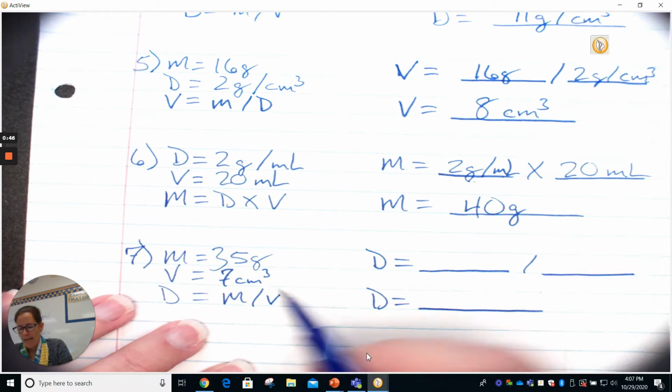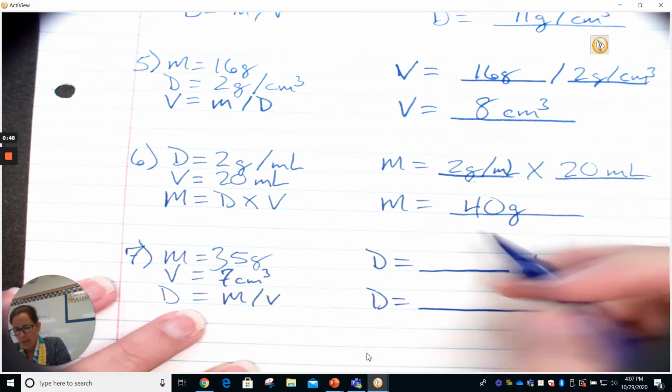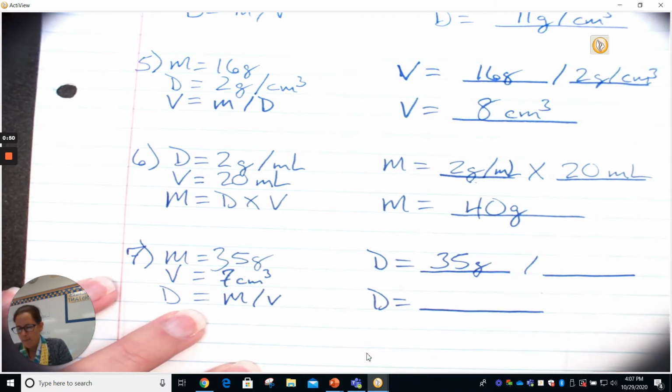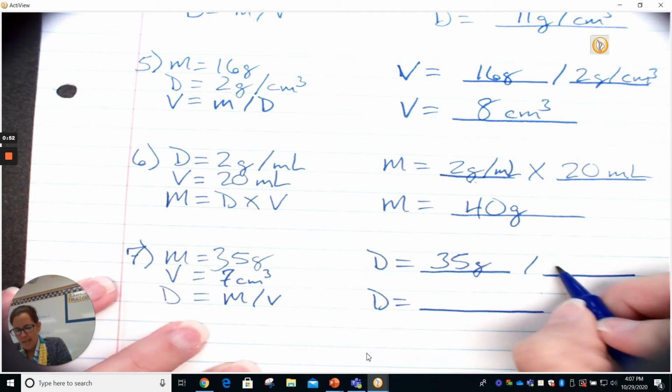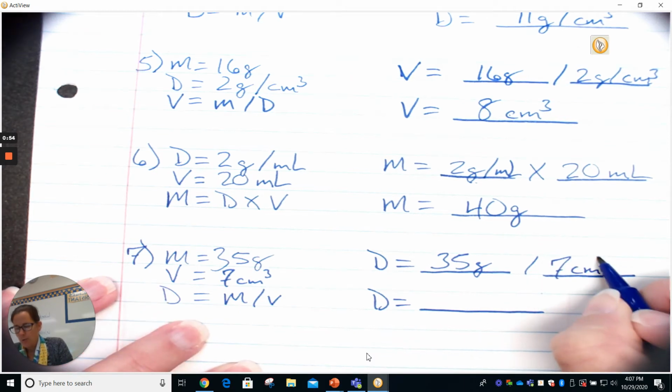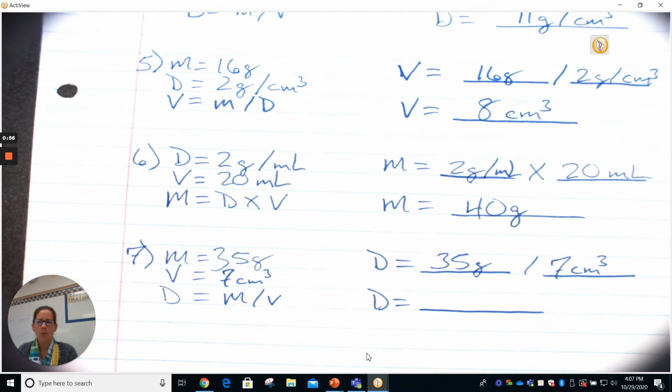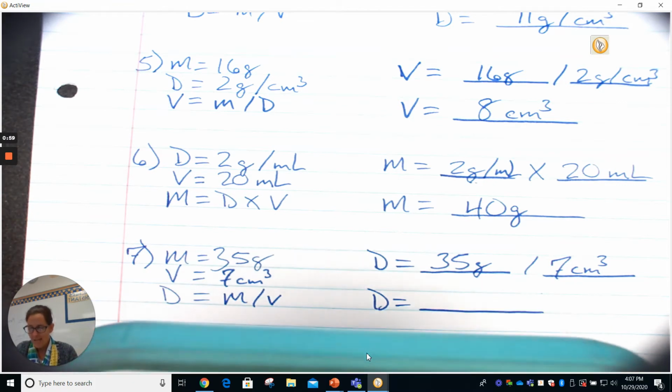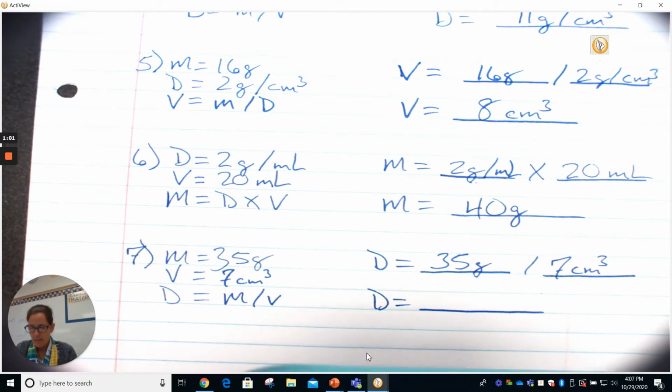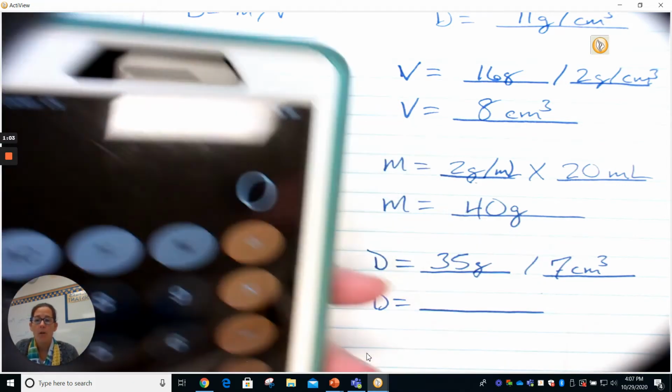So we need the mass first. So here it is, 35 grams. And our volume is 7 centimeters cubed. Remember, those units are super important. We're not just in math class. We're in science class. And we've got to have units in science class or we won't know what is what.